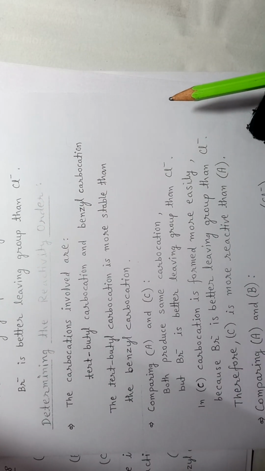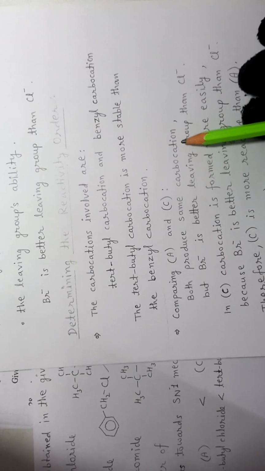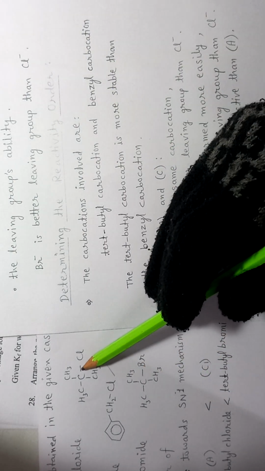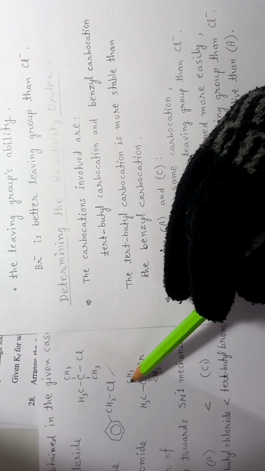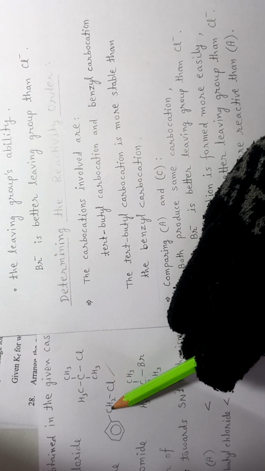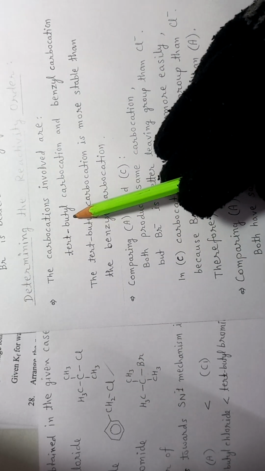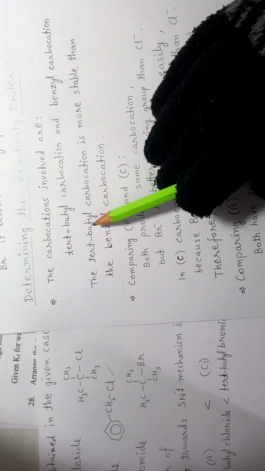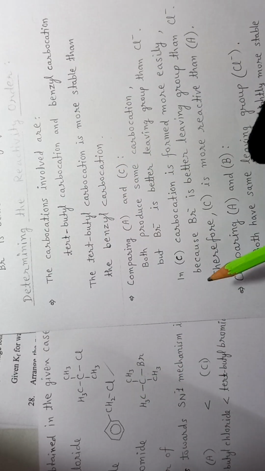Now determining the order of reactivity. The carbocations involved here are the tertiary butyl carbocation and the benzyl carbocation. From here we will get tertiary butyl carbocation. From here also these two will give tertiary butyl carbocation, and this will give benzyl carbocation. Now tertiary butyl carbocation and benzyl carbocation are involved, and this tertiary butyl carbocation is more stable than benzyl carbocation. This is more stable than this carbocation.